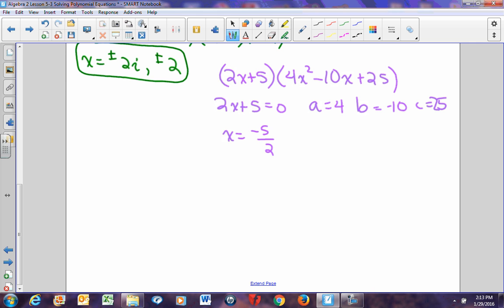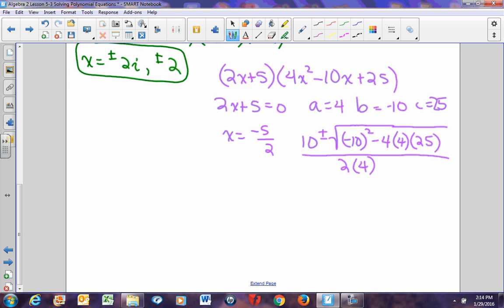Okay, so now we'll put this in the quadratic formula, so we get negative (negative 10), so we get 10, plus or minus the square root of (negative 10) quantity squared, b squared minus 4 times a times c, all divided by 2a. So again, plus or minus the square root of 100 minus 25 times 4 is 100 times 4 is 400. Okay, so it's 400 all over 8, which will be 10 plus or minus the square root of negative 300 all over 8.